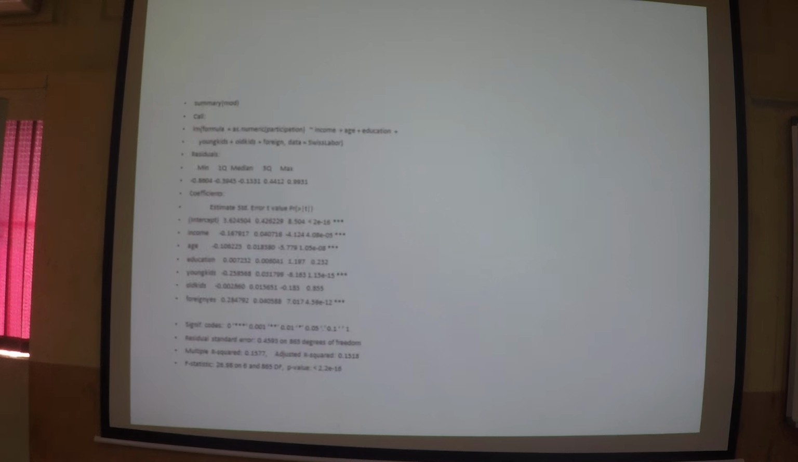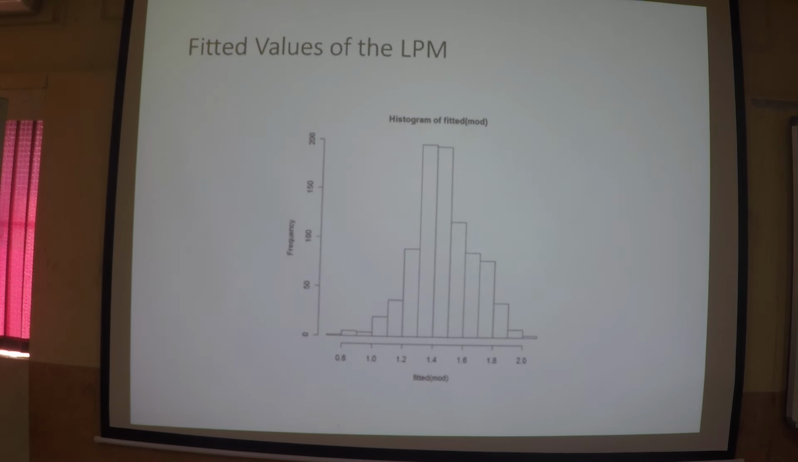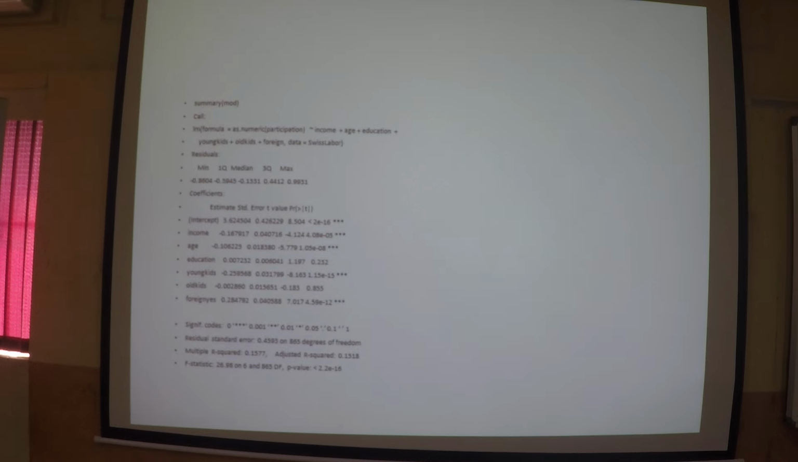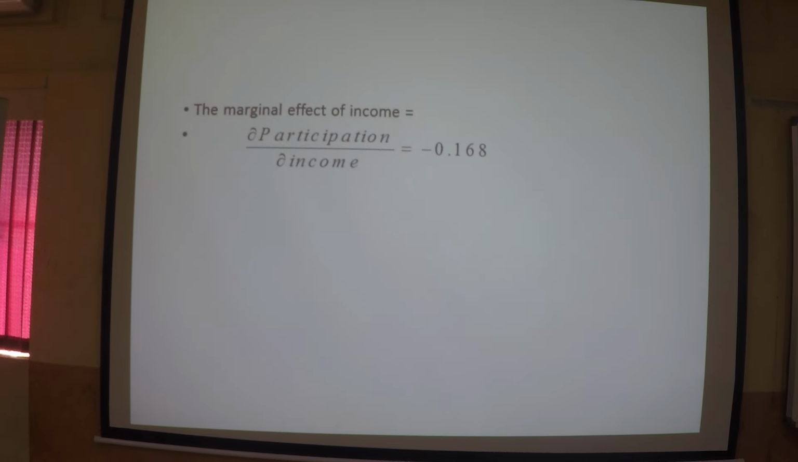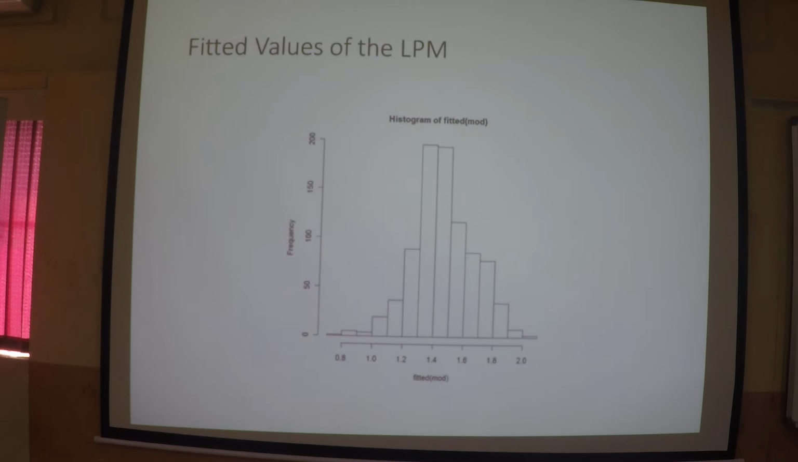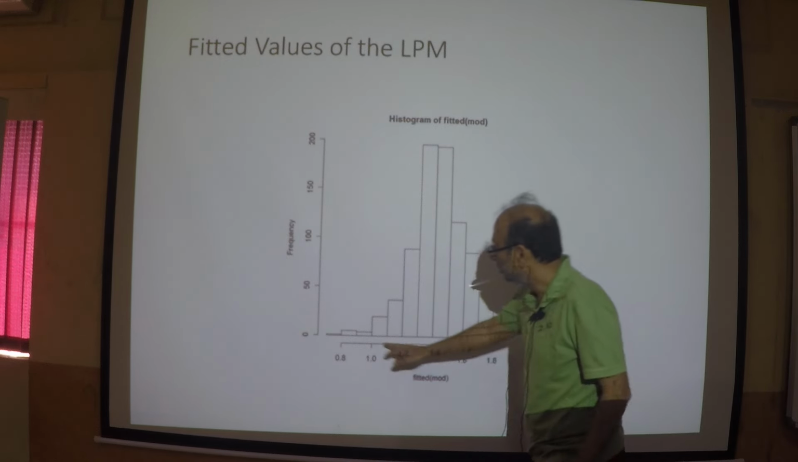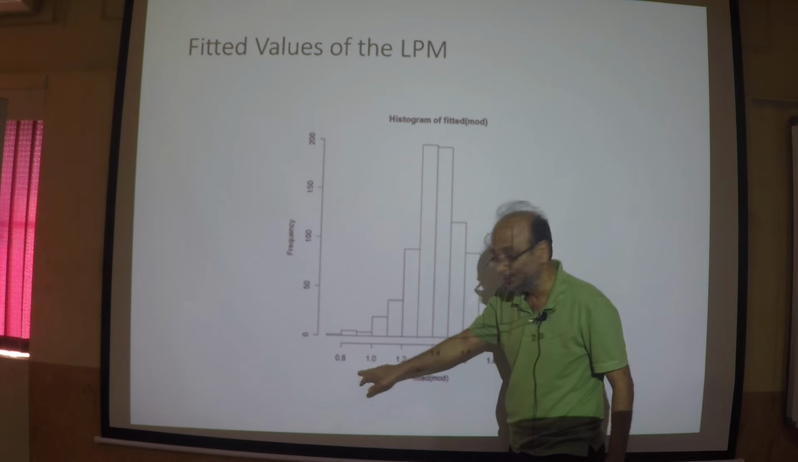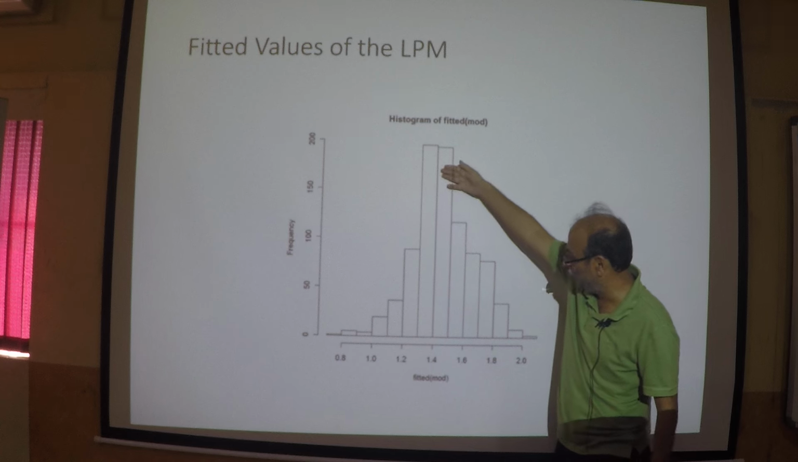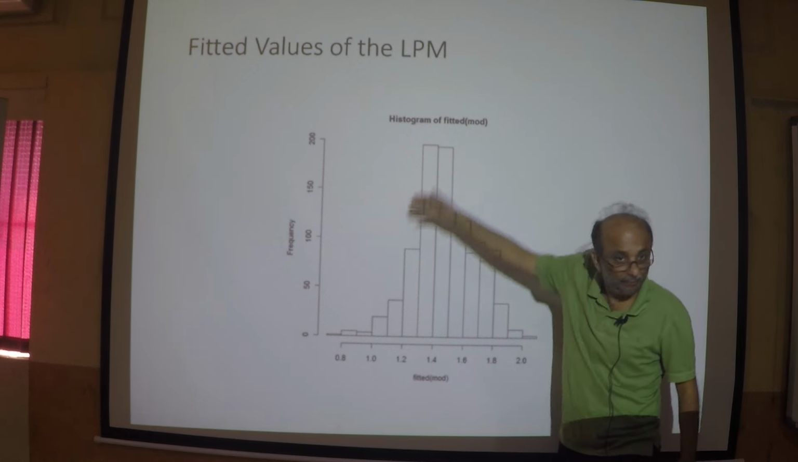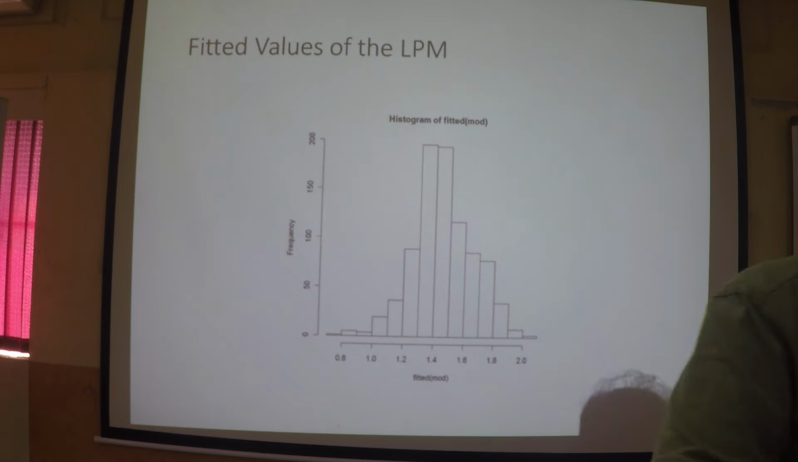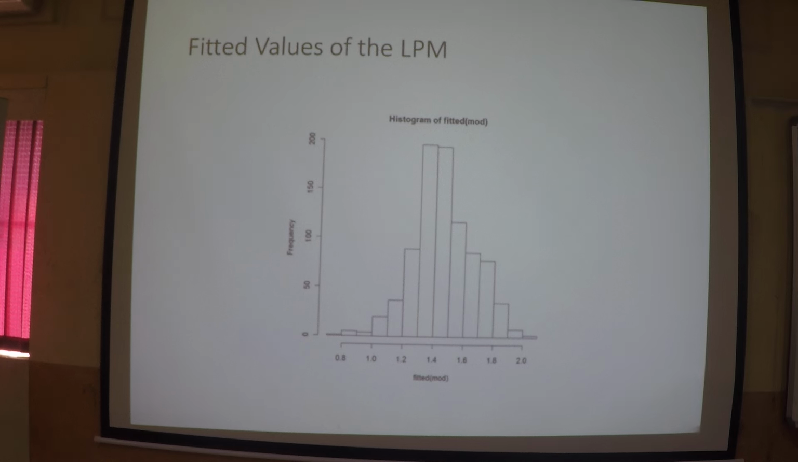Okay, now here, what are the marginal effects of income? You can see that the change in participation with respect to income is minus 0.1679, which I rounded off to minus 0.168. Okay? Now if you look at the Y hats, you see a problem. Only a small number of Y hats are less than 1. The median value of Y hat is between, say, 1.2 to 1.6, which is a problem because Y is a variable coded between 0 and 1. So Y hats cannot be substantially greater than 1. So there is a problem with this.